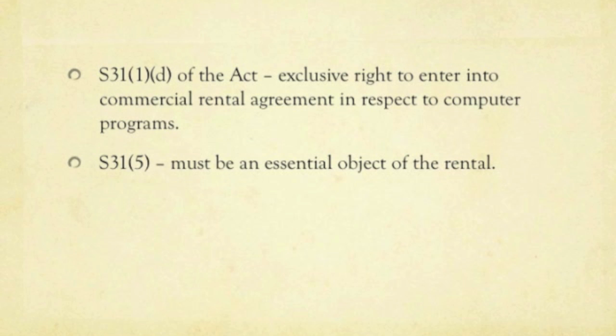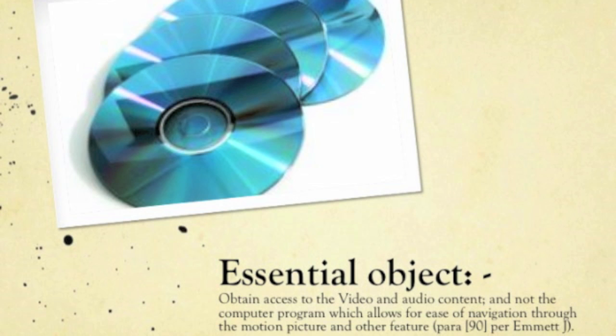Section 31(1)(d) of the Copyright Act includes the exclusive right to enter into a commercial rental arrangement in respect to those programs, except for where the programs are not the essential object of the rental, under Section 31 subsection 5 of the Act. Now, the court held that the essential object of the rental of a DVD was the video and audio content, the motion picture, not the program which provides for ease of navigation through the menu.